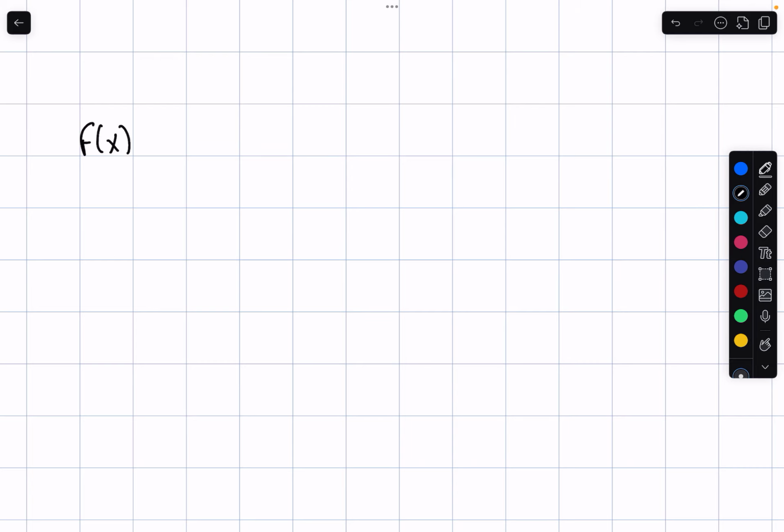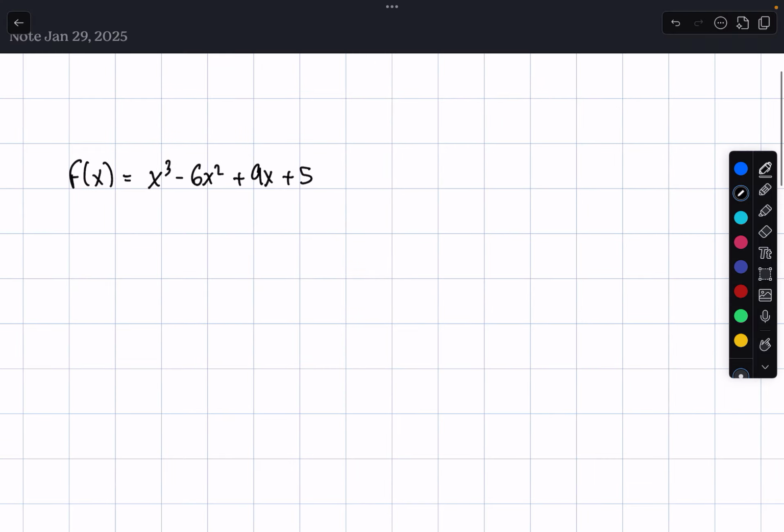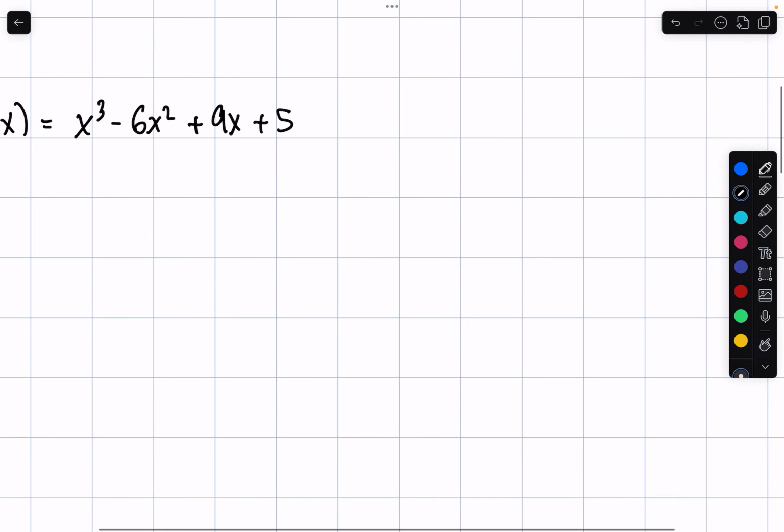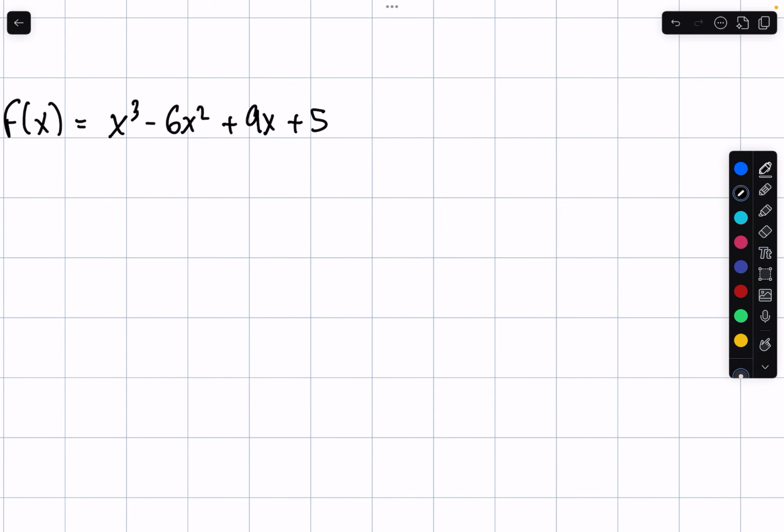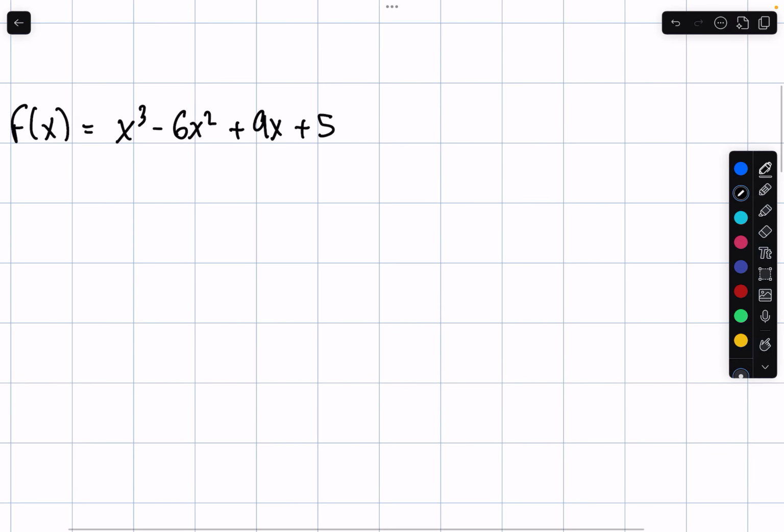Alright, today we're going to be looking at how to find the maximum of a function. So say we have some polynomial function like x cubed minus 6x squared plus 9x plus 5, and we wanted to find what are the maximum and minimum values of this function. We can do this using the derivative.